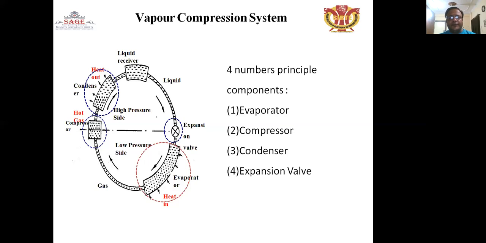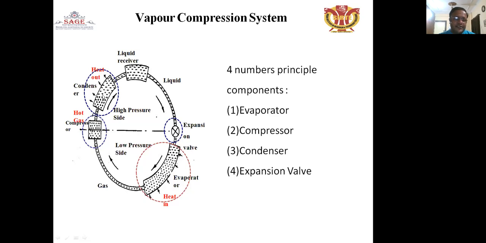What is the meaning of VCRS, vapor compression system? Yesterday we already discussed the VCRS system. Here I am again repeating the four principal components that will be used: the evaporator, compressor, condenser and expansion valve. These components are used in this diagram.